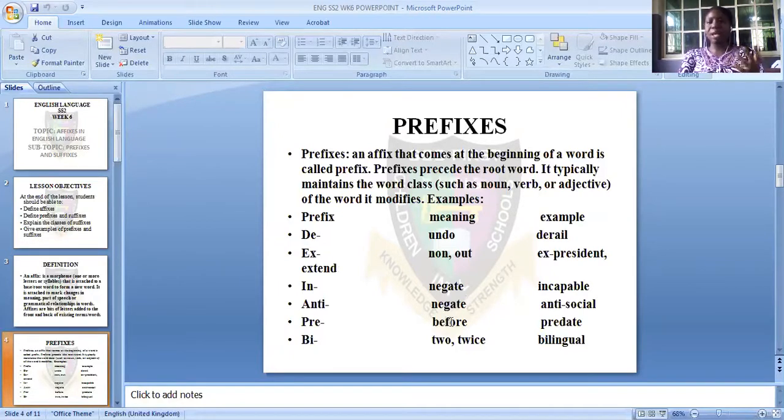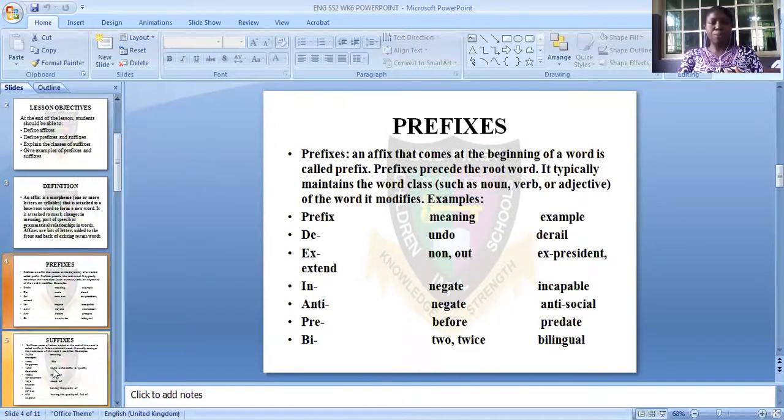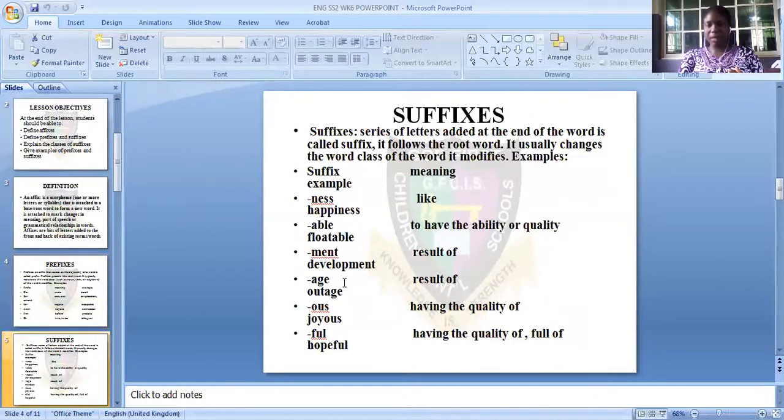So we have other examples of prefixes. We add them to root words, that's the base word, and we are able to get new words that give us new meaning. All right, so we proceed to suffixes. We said earlier that the group of letters, that's the affix, that we add to the beginning is the prefix. The group of letters that we add to the end is the suffix.